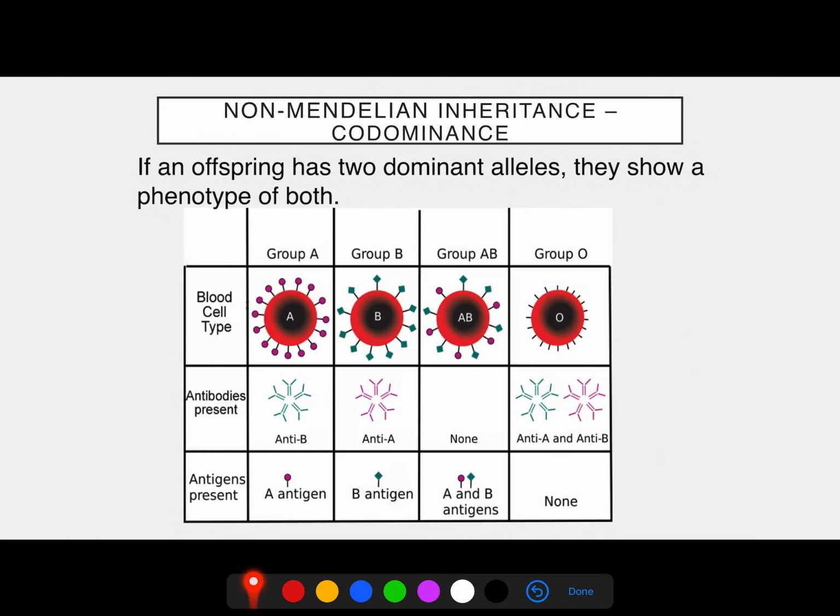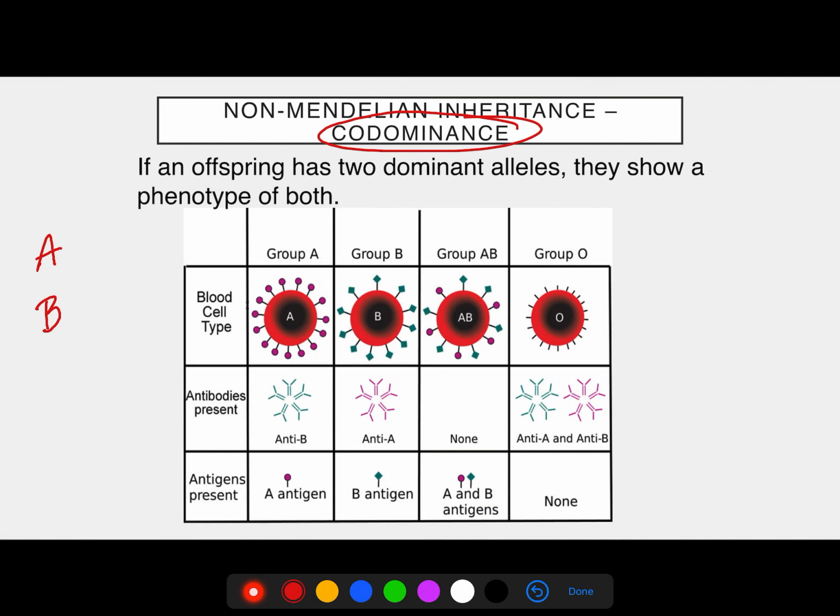Okay, so another version of non-Mendelian here is that second one called codominance. Codominance means you have 2 dominant alleles, so 2 capital letters. And in this case, we will always use different letters for the dominance. In this particular case, the alleles are capital A and capital B. Both of them are dominant. A really good example to look at is blood type in humans, where you could have one or both or none of these alleles.